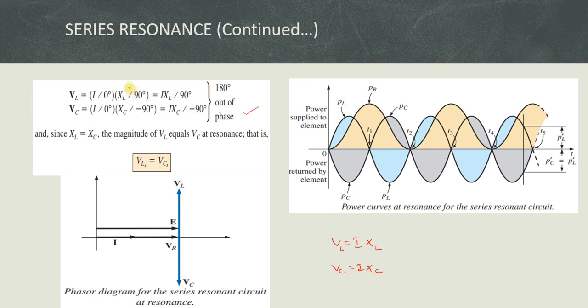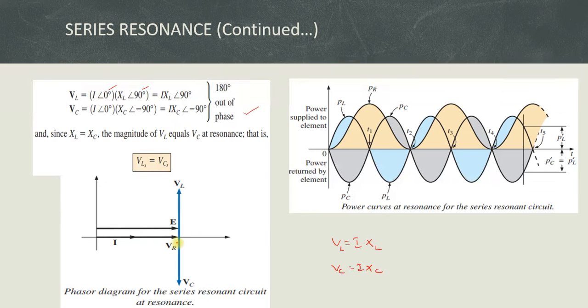So I substitute these values. The phase shift of the current is 0 degrees because it is in phase with the voltage, and XL has a 90 degree phase shift with respect to the current. So the voltage across the inductance is I into XL at an angle of 90 degrees. Similarly, the voltage across the capacitance is I XC at an angle of minus 90 degrees. It is explained in the figure.